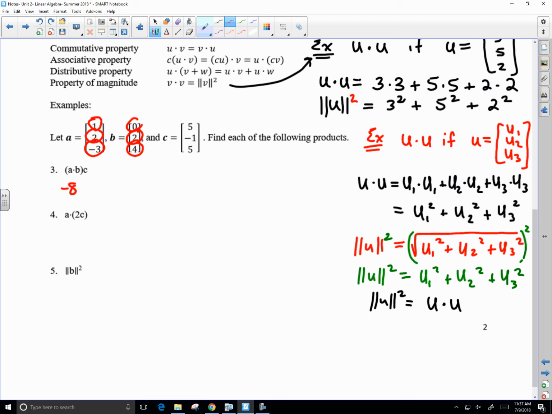So 1 times 0 is 0, not 1, fun fact of the day. 2 times 2 is 4. Negative 3 times 4 is negative 12. 4 minus 12 is negative 8. So that's the dot component. Multiply that by the vector C.